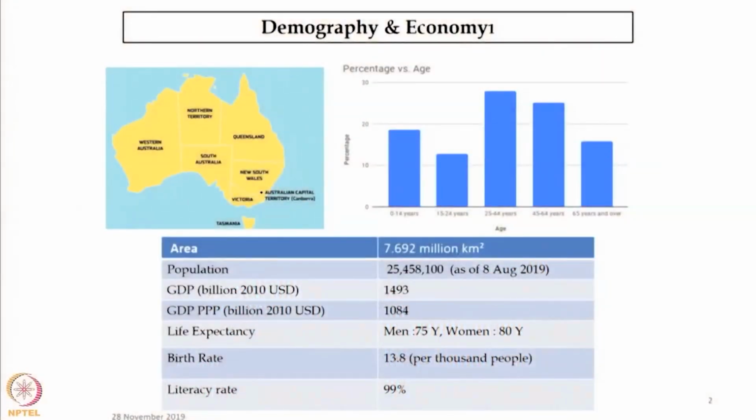Australia is the 6th biggest country in the world. They have a population of 2.5 crore. Out of this, 30% are youngsters, who contribute more to the GDP. Life expectancy of Australian men is 75 and women it is 80. The literacy rate of Australia is 99%. The GDP comes mostly from the service sector, then the industry sector, then agriculture.